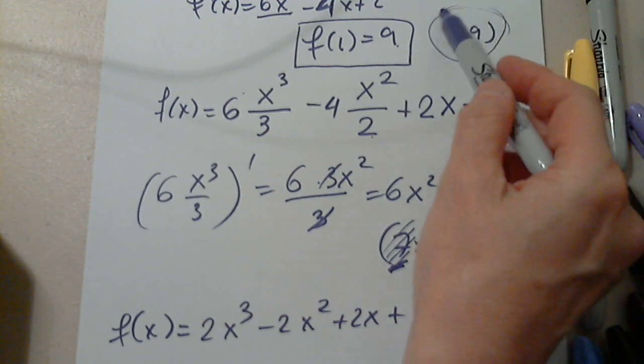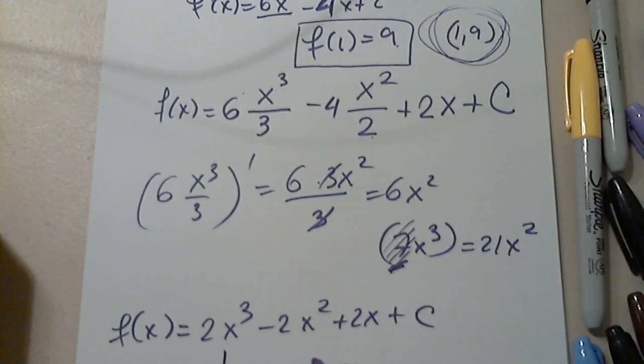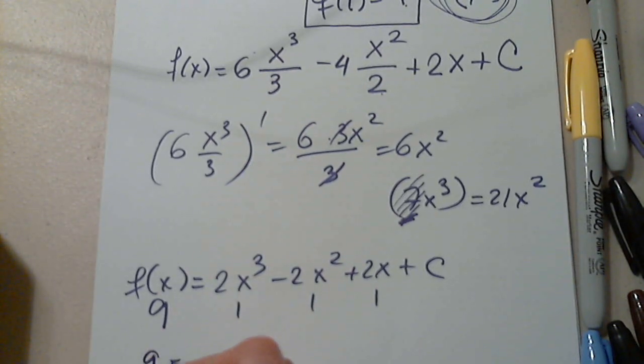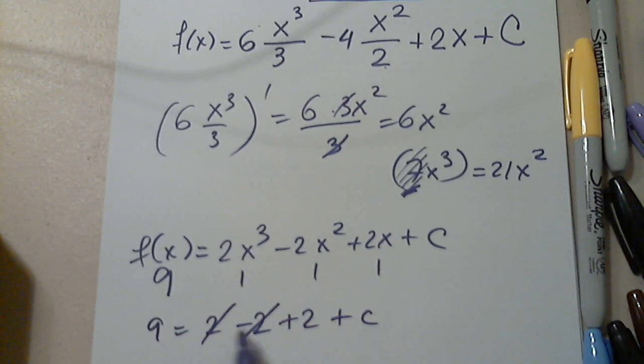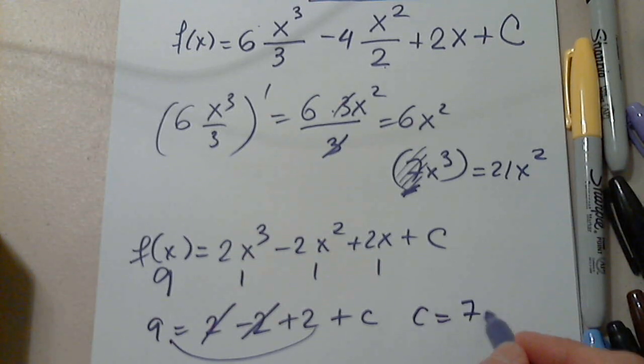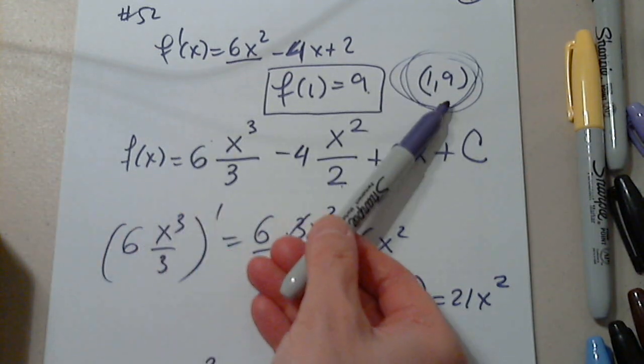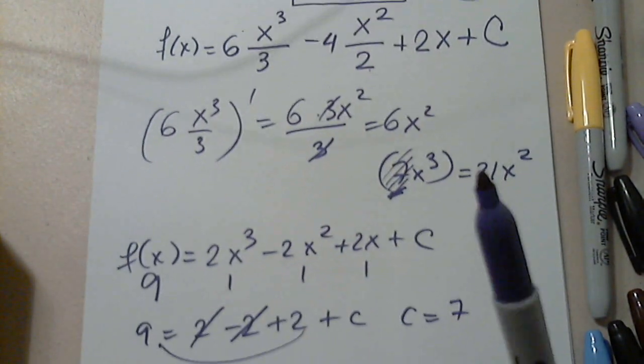Now, I will use this point. When x is 1, y is 9. Why do you think the point is given to us? In order for us to determine what? The constant. Exactly. So this will be no longer infinitely many functions, but just one. So 9 equals 2 minus 2 plus 2 plus c. c is 9 minus 2. So c equals 7.